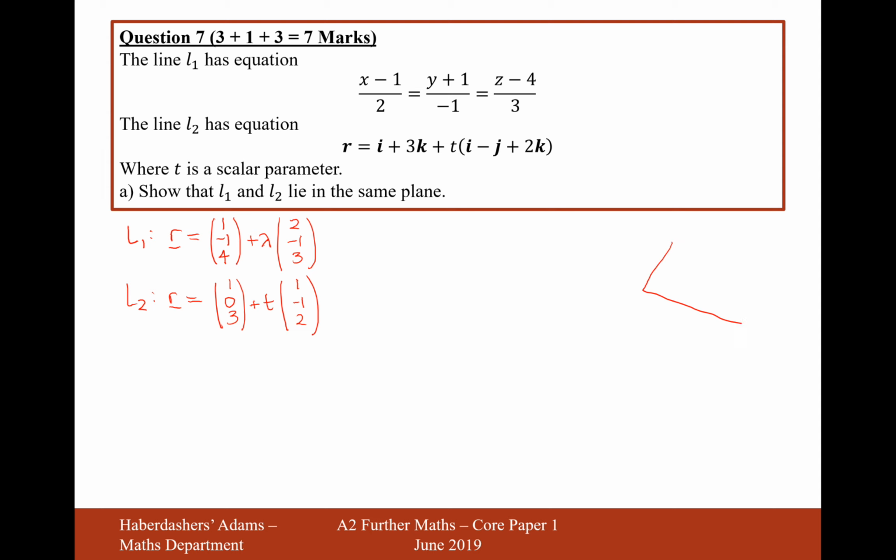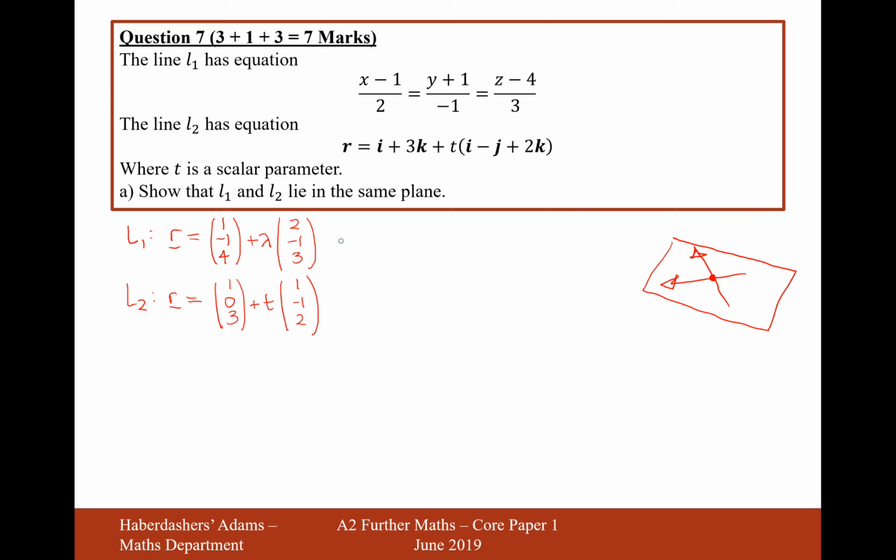Now for two lines to lie in the same plane, effectively one line would be along one part of the plane, the other line would be along another part of the plane, and at some point they would intersect. So you could just define your plane by the two direction vectors, making sure that they do intersect at one point. If they don't intersect at a point, then they can't form a flat sheet, a flat piece of paper kind of plane. So all we need to do really for this question is just show that they do intersect.